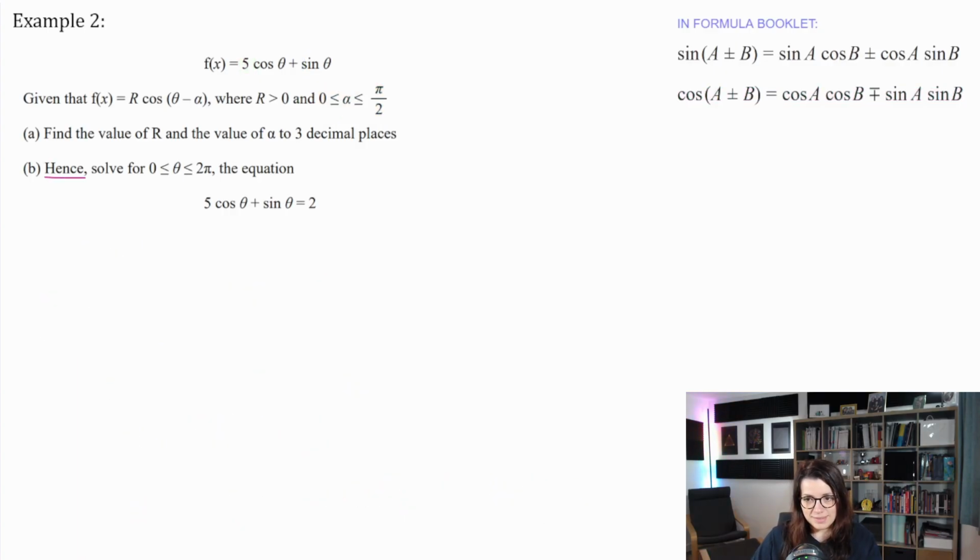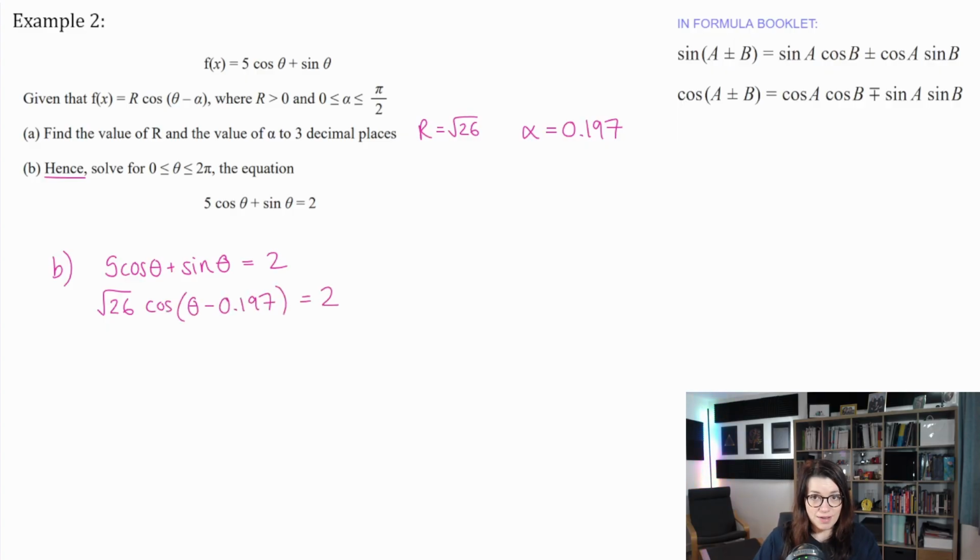Now the word hence usually gives it away, but we are going to use our answer from part A for this. So we need to know that r was root 26 and alpha is 0.197. So the equation in part B is 5 cos theta plus sine theta is 2. Can't really solve that as it is because we've got a mix of cos theta and sine theta. So if we use the format from part A instead, that would be root 26 cos(theta minus 0.197) equals 2. Now that is definitely solvable.